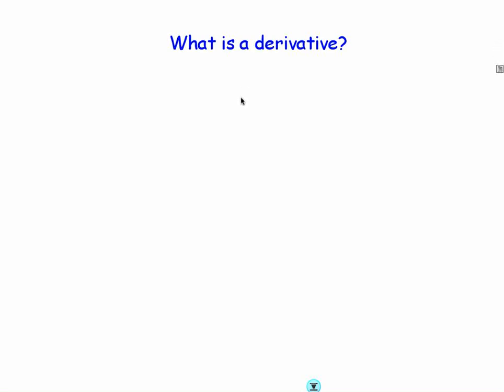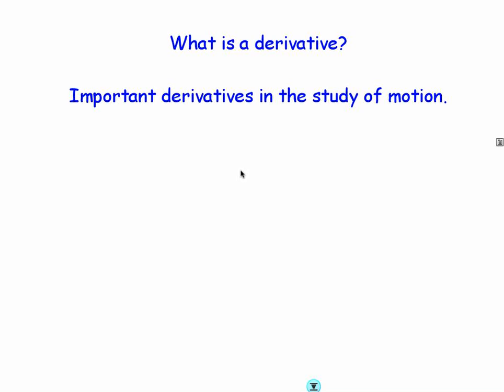In this tutorial I have three things I want to show you. So what is a derivative? What are the important derivatives we're going to be using in the study of motion? And how do you actually take a derivative?